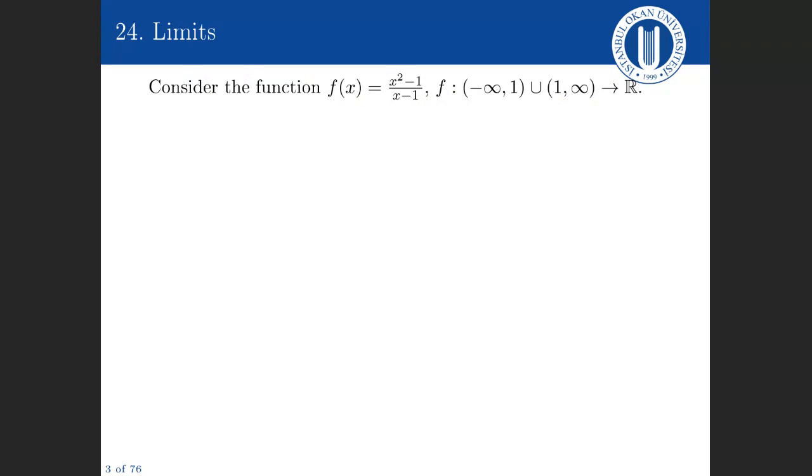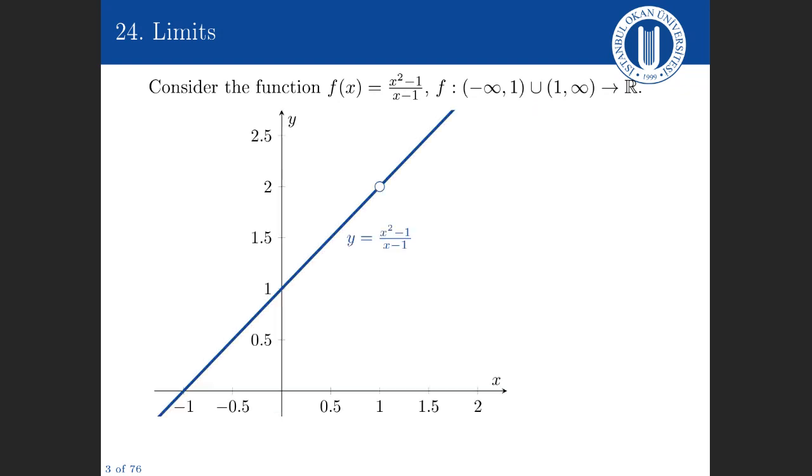As an introduction, consider the function x squared minus 1 divided by x minus 1. The domain of this function is all of the numbers except 1. Here's a graph of this function. The graph has a hole when x is equal to 1 because 1 is not in the domain of the function. But we might ask, how does f behave when x is close to 1?